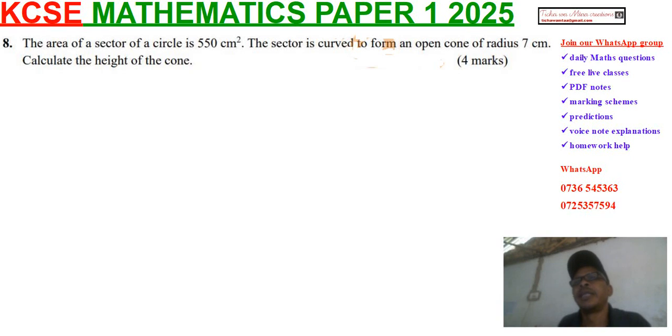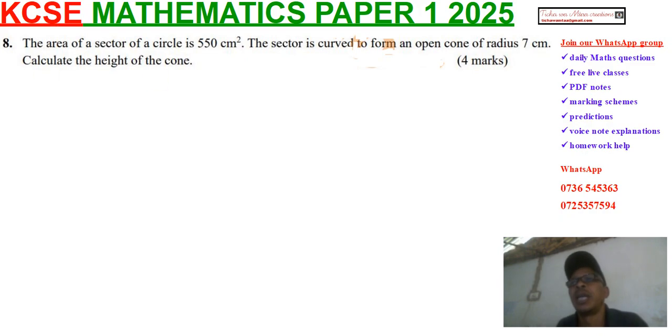This is question number 8, KCSE Mathematics Paper 1, 2025. They are told the area of a sector of a circle is 550 centimeters squared. The sector is curved to form an open cone of radius 7 centimeters. Calculate the height of the cone.